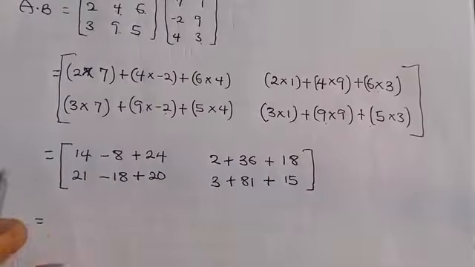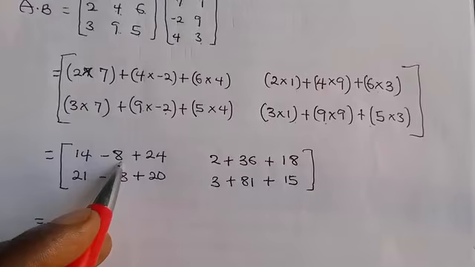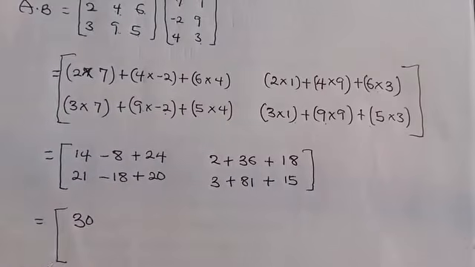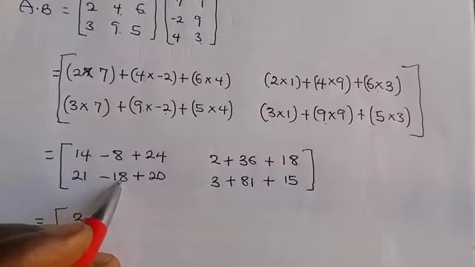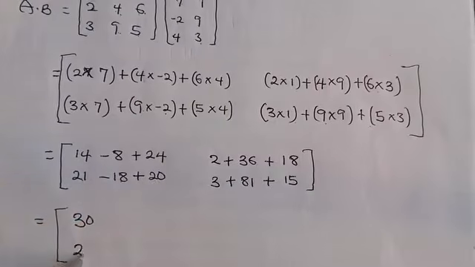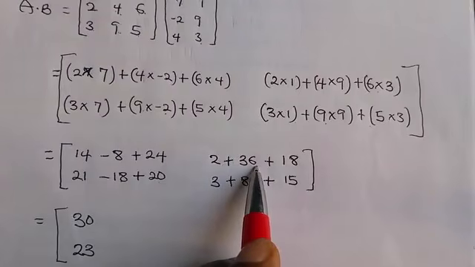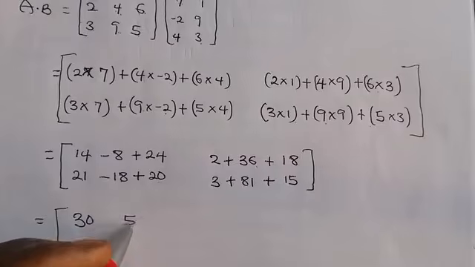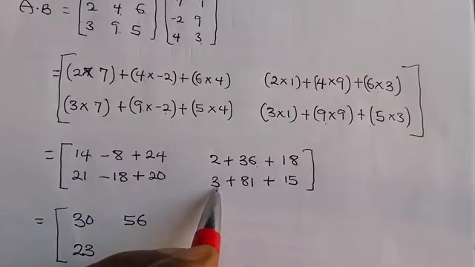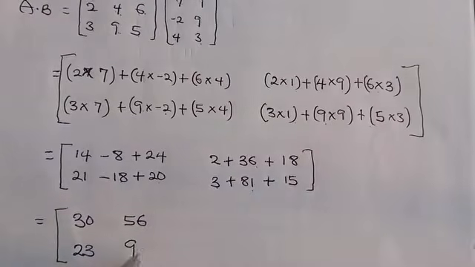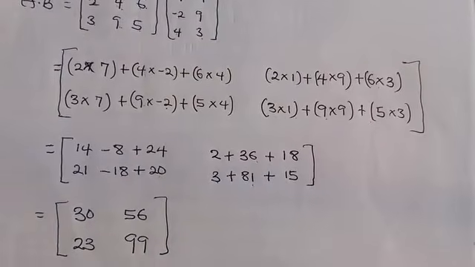This is equal to 14 minus 8 is 6. 6 plus 24, we have 30. 21 minus 18 is 3. 3 plus 20, we have 23. 2 plus 36, we have 38. 38 plus 18, we have 56. 3 plus 81 is 84. 84 plus 15, we have 99. So this is a solution for AB.